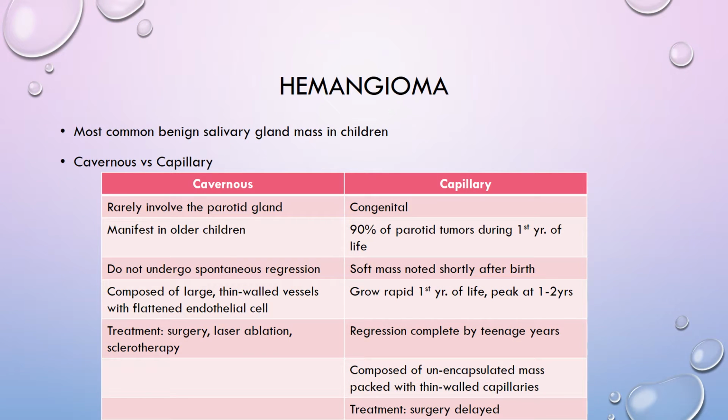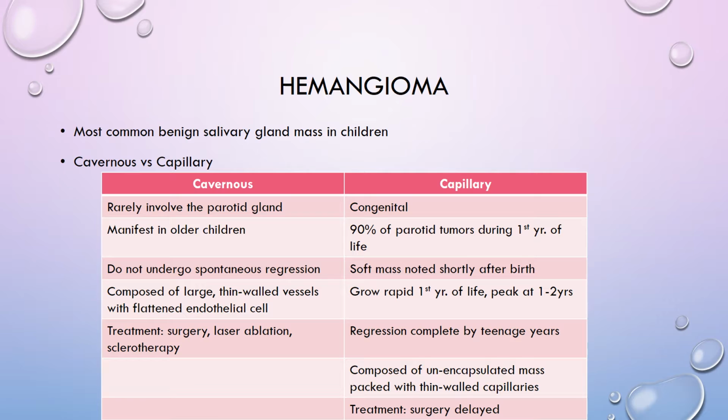Hemangioma. Most common benign salivary gland mass in children. There are two different types of hemangiomas, cavernous versus capillary. The cavernous hemangioma rarely involves the parotid gland. It manifests in older children, does not undergo spontaneous regression, and is composed of large, thin-walled vessels with flattened endothelial cells. Treatment includes surgery, laser ablation, or sclerotherapy. Sometimes it includes all three.